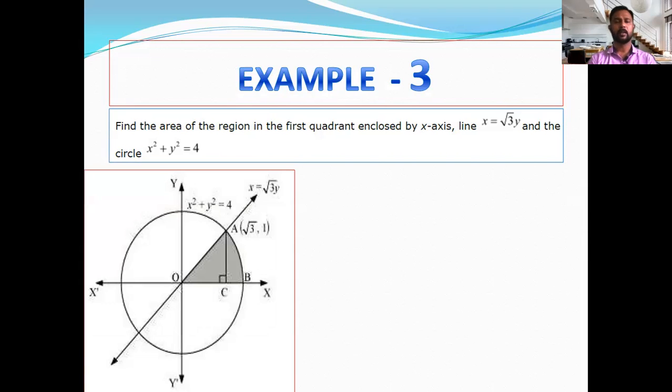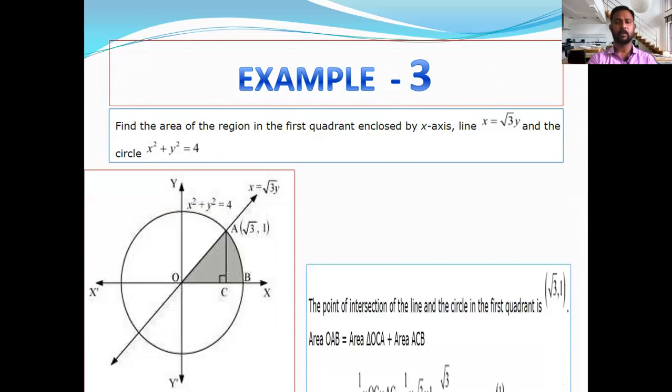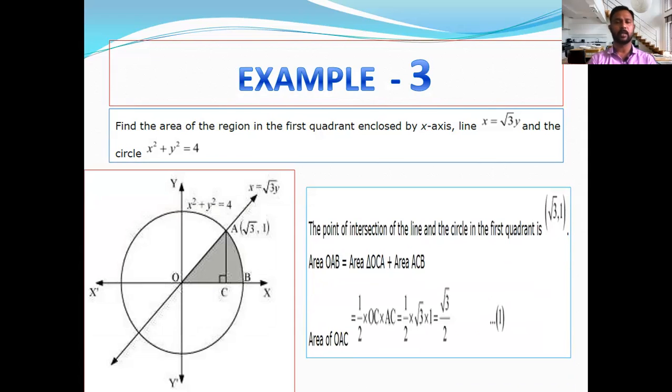You have a circle and the line x equal to root 3 y. The problem is in between the shaded figure in the first quadrant, there is a point of intersection between the circle and the straight line. So solve for it first. The point of intersection of the line and the circle in the first quadrant, when you solve, you will get it as root 3, 1. That means from O to C, that means from 0 to root 3, it is the area under the line, plus from C to B, that is from root 3 to 2, it is the area under the circle.